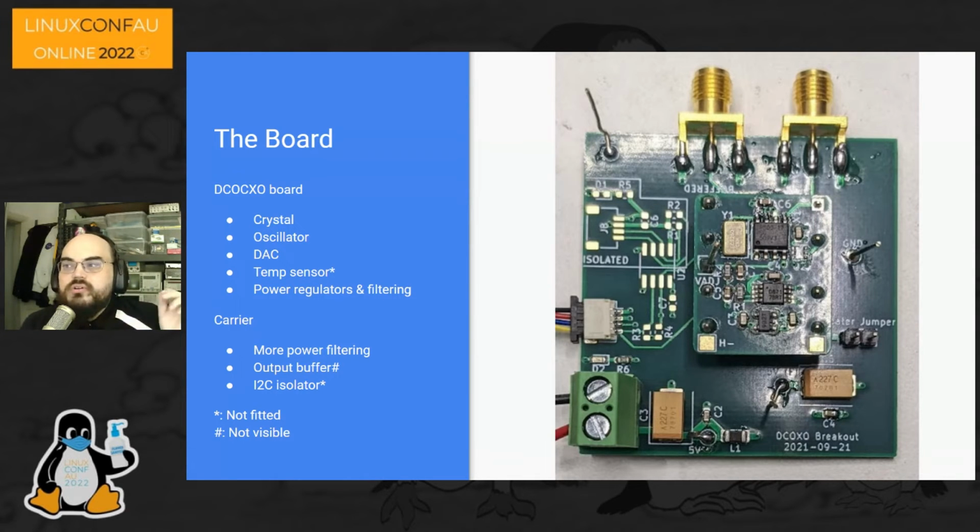So what is on the board? In the center on the pop-out board, you have the little silver thing, which is a crystal. The IC right next to it is the oscillator itself, which is a slewable oscillator. The IC in the middle is the DAC. The IC at the bottom is just some power supply filtering. The collection of passives to the left of the DAC are some output filtering.